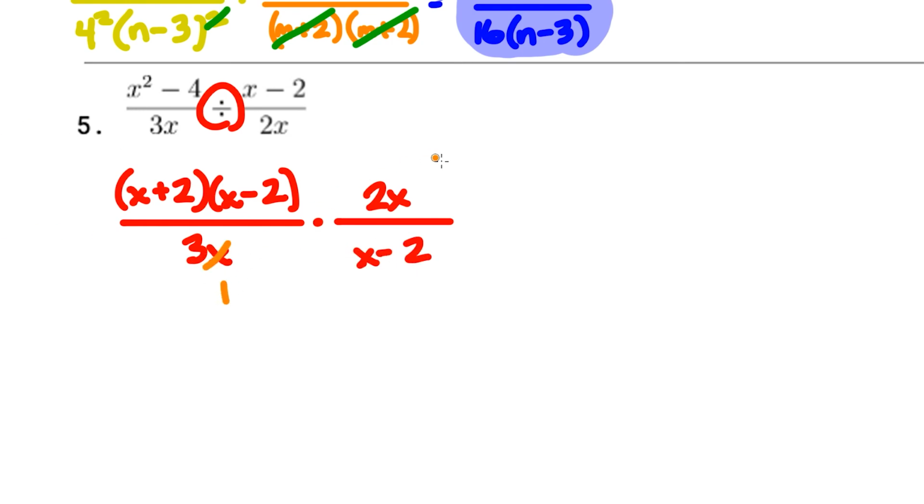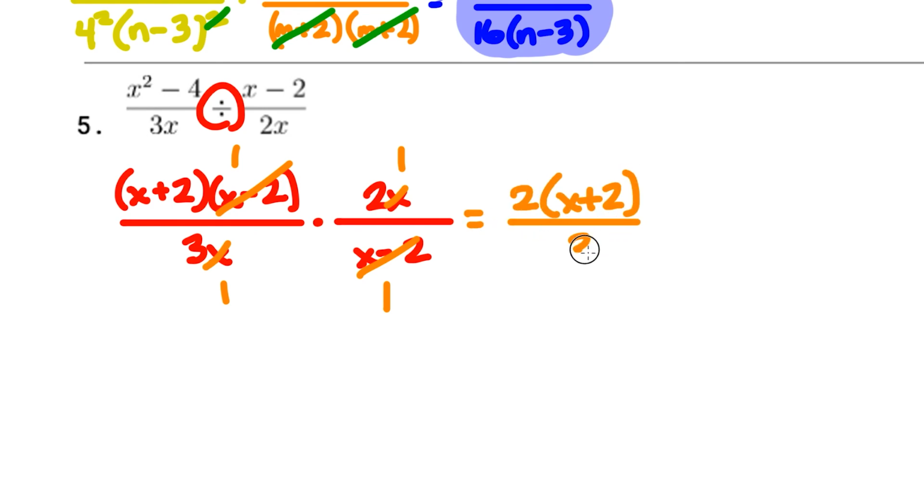Okay, the x cancels. We can divide the top and the bottom by x. This x minus 2, you can divide the top and the bottom by that. That cancels as well. And you're going to be left with 2 times x plus 2 all over 3 for your final answer.